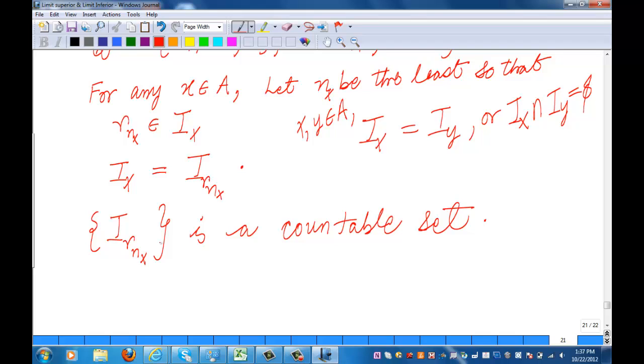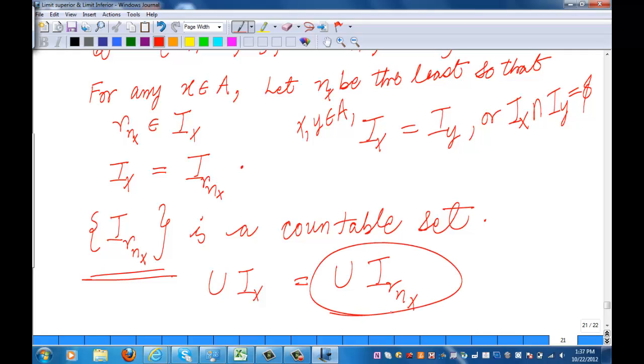It would be an onto mapping, but the way we picked IR and X, this set here, from the set of Ix into the set of IR and X, this is an onto mapping. But now look at the fact that the union of Ix will in fact be the same as the union of IR and X. Okay? And because of that, now I have a disjoint union of open intervals, countably many also.